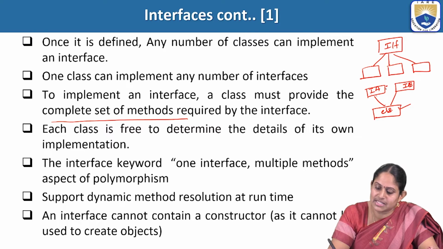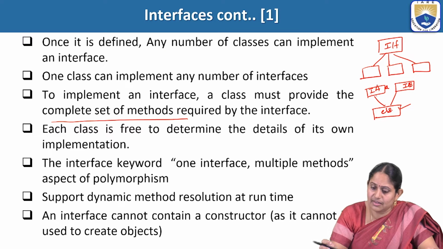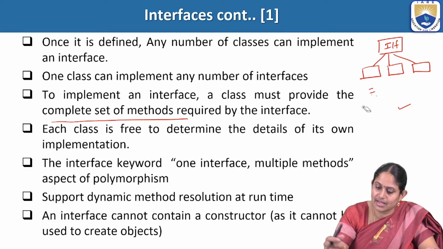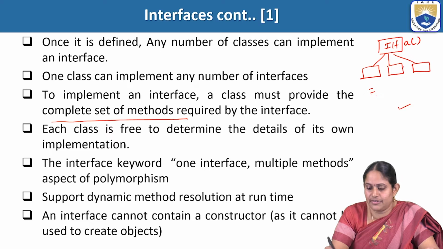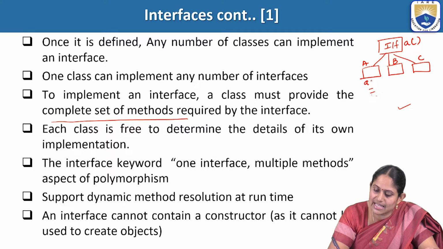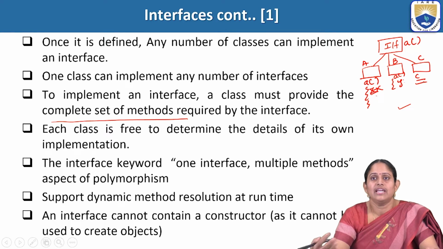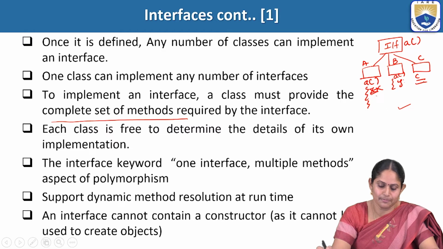Like for example, let's say we have method A in this interface. So this is class A, this is B, and this is C. A can give its own implementation, its own way. B can give its own way, and C also is free to give its own way of implementation.